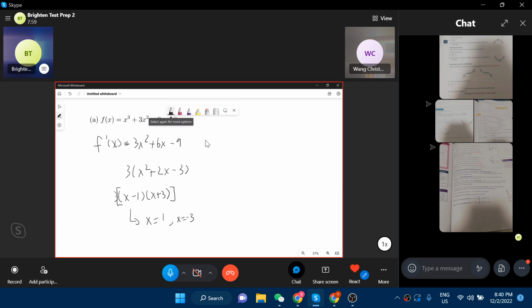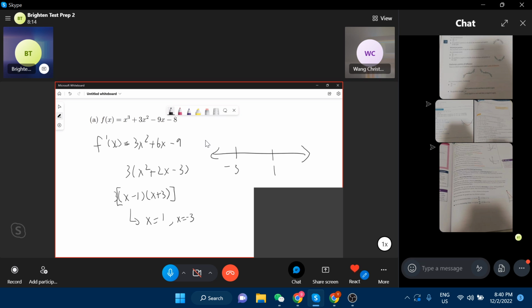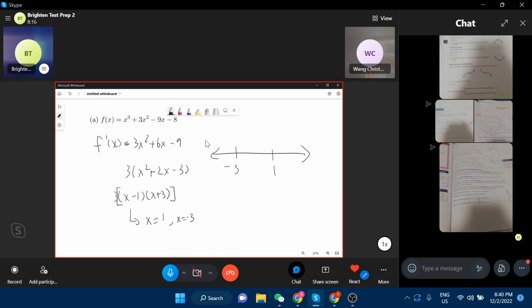Okay, so now let's say that this is the number line, okay? And then I'm going to put the points here. So this is going to be 1, and this is going to be -3, okay? Now I need to test the function on the left and right of this, right? I need to see if it's increasing or decreasing. So let's say if I do maybe -4.